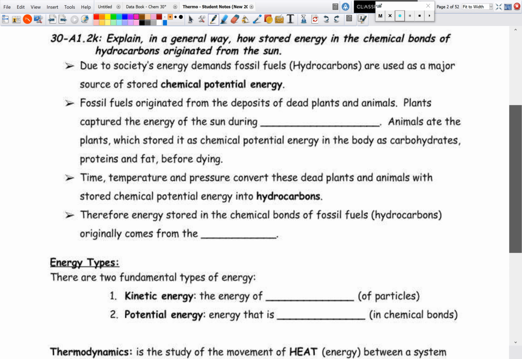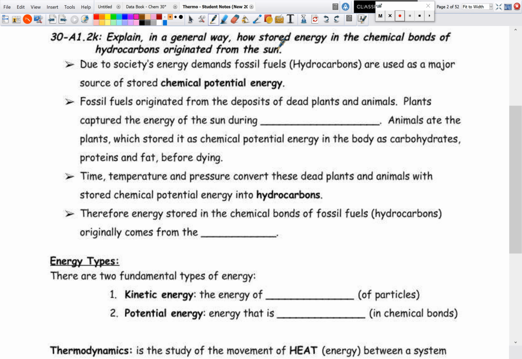So one of the first things that we're just going to look at is how stored energy in chemical bonds, where they come from, and we're going to make the connection how they originate from the sun. Now, we're going to focus on fossil fuels or hydrocarbons because they are a major source of chemical potential energy, and we use them to this date to fuel our vehicles, to heat our homes, and making of a lot of different things as well.